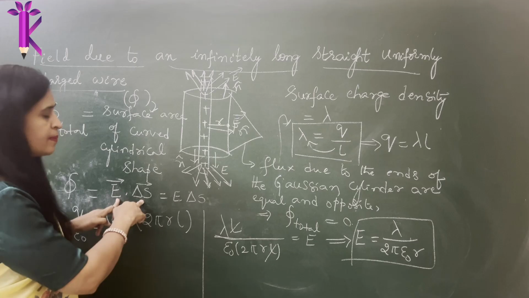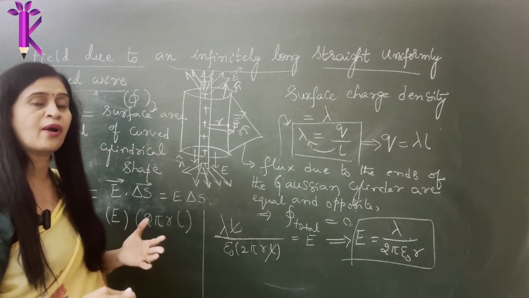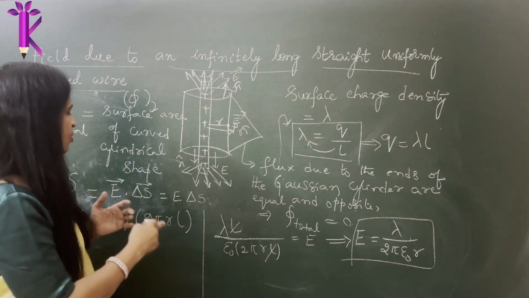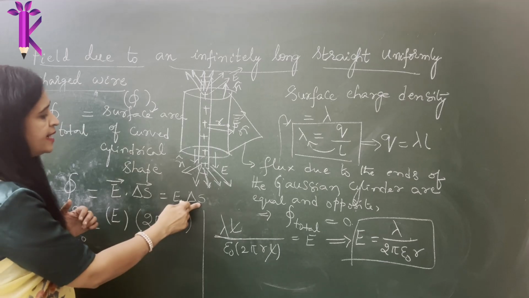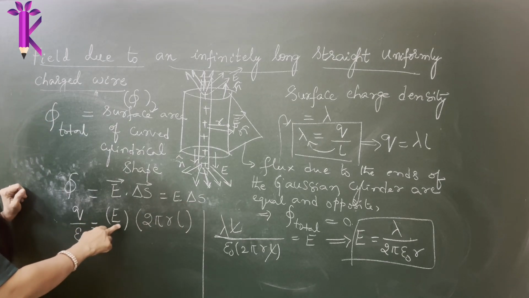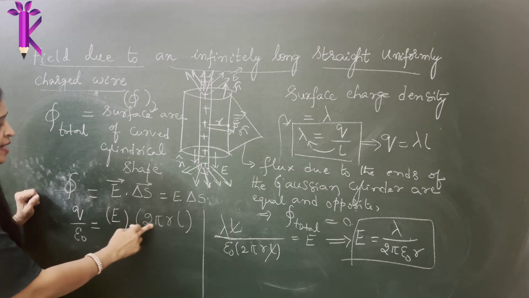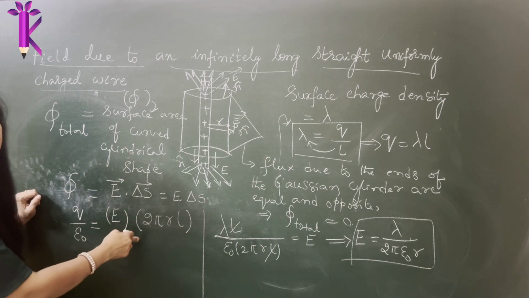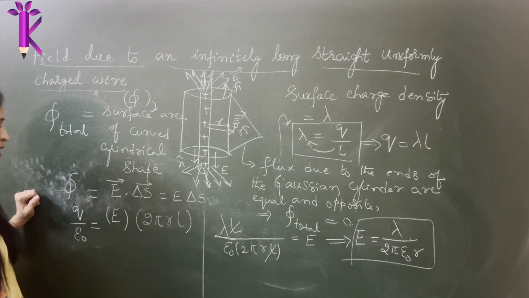So cos 0 is 1. Why is it cos 0? Because it's a dot product. When you have a dot product, you write it as the cosine of the angle between them. So E delta S. What is the area of that curved surface? Retain E as such, because you are finding the expression for E. It will be 2 pi RL. This is something you must remember. If you forget, you cannot do the derivation at all.